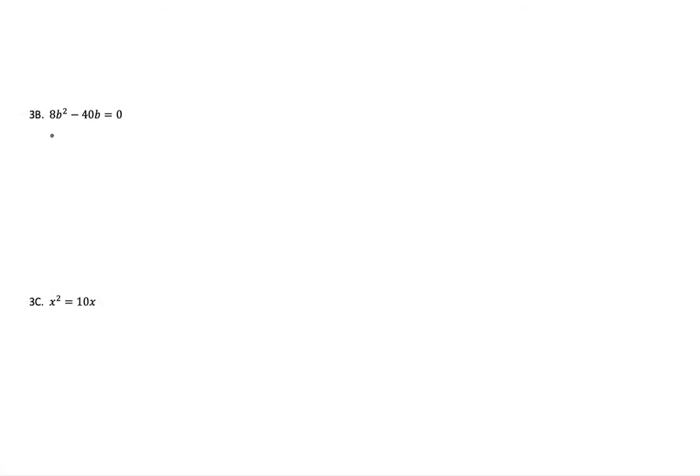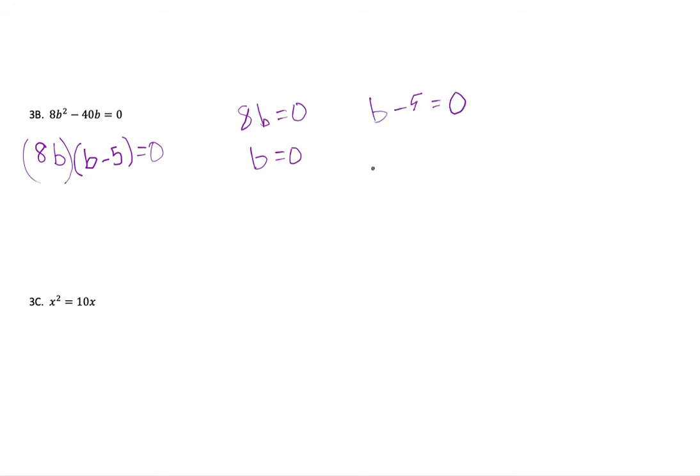Here's one I'm going to factor out of, well, what is my GCF? 8b. So if I factor out an 8b, from 8b squared, I'm just left with b and minus 5. So again, these are two factors. I'll set them each equal to 0. 8b equals 0, which when I divide by 8, I just get b equals 0. And b minus 5 equals 0, which when I add 5, I get b equals 5. So those are my two answers there.